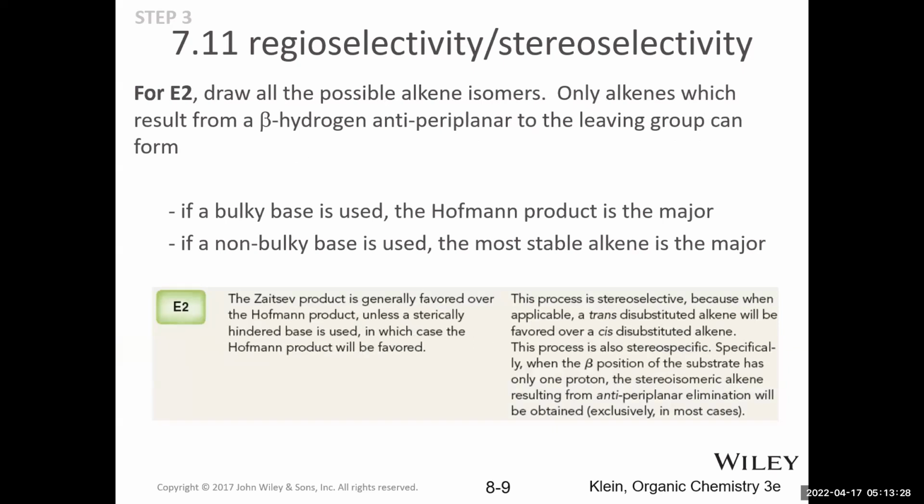So for E2, recall that we need to draw all the possible alkene isomers. Those might be constitutional isomers, and those might be stereoisomers. E2 reactions require an anti-periplanar transition state with the beta hydrogen and the leaving group all in the same plane for the reaction to occur. And regioselectively, the Hofmann product is major if a bulky base is used, and the Zaitsev product, which is the most stable alkene, is major if a non-bulky base is used.